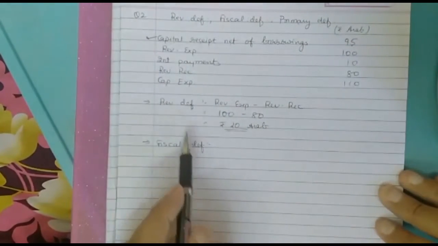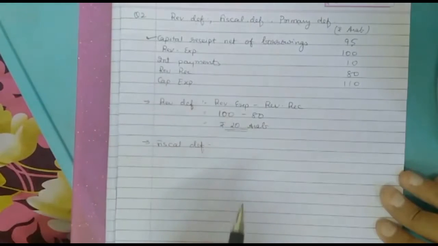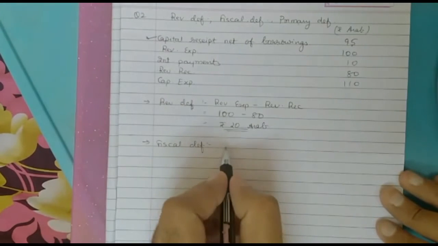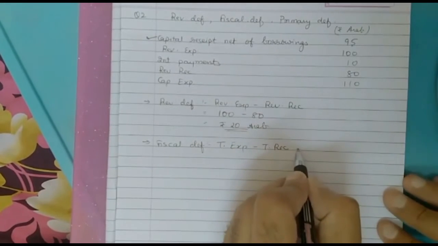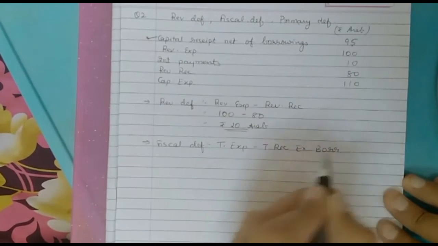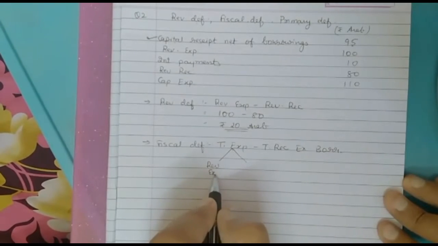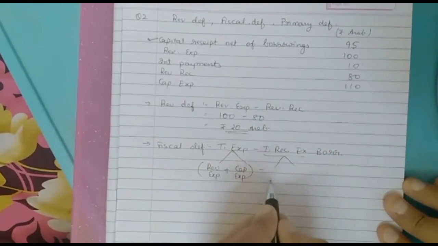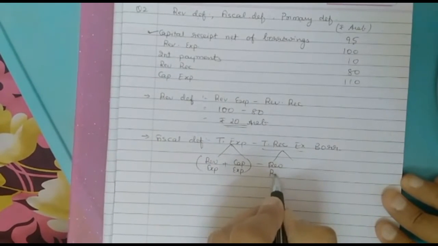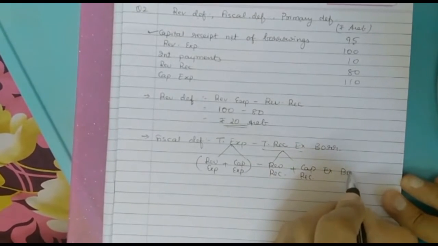If in the question borrowings is given, then we would have written fiscal deficit is equal to borrowing and whatsoever amount is given in the question. But to find fiscal deficit here, you need to go with this formula: total expenditure minus total receipts excluding borrowings. Now total expenditure here means revenue expenditure and capital expenditure. Total receipt excluding borrowing means revenue receipts plus capital receipts excluding borrowings.